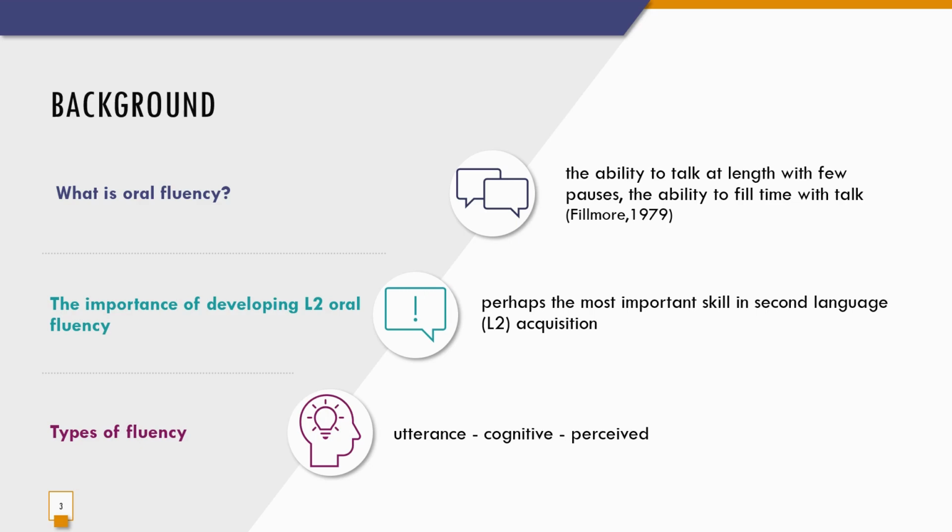The first is the utterance fluency, which refers to the temporal pausing, hesitation, and repair characteristics of utterance, which is measured by temporal features such as syllable rate, duration and rate of hesitation, and filled and silent pauses.